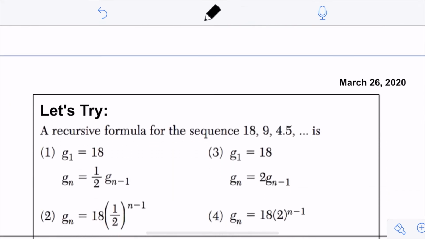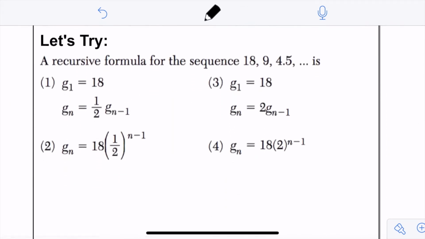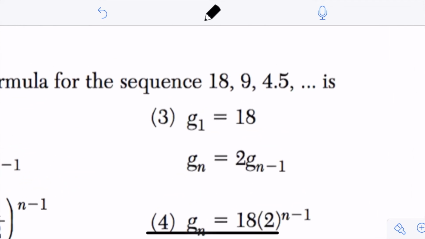Okay, so now we're going to try a question together. So this let's try question says a recursive formula for the sequence 18, 9, 4.5, and so on is what? Okay, so the first thing that I would do here is determine whether or not we're working with a geometric or an arithmetic sequence. So here I see that going from 18 to 9, I'm definitely going down. But the question is, how am I going down? Am I subtracting something or am I multiplying something?